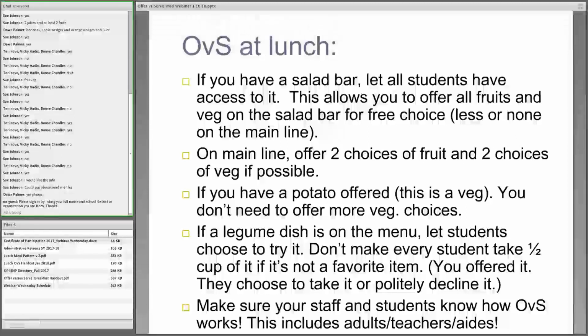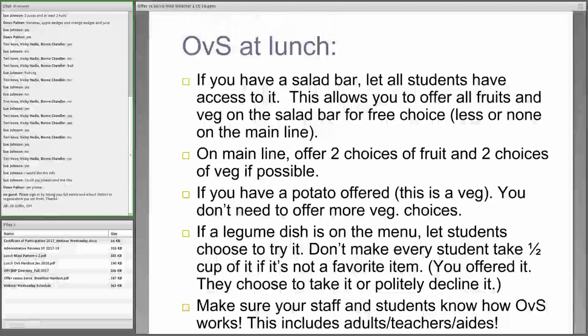And then one thing that I think is really important is make sure that your staff and your students know how offer versus serve works. So this includes directors, it includes your service line staff, but I think it's also important to include adults or teachers or aides that are supervising in the lunchroom, because sometimes they kind of overstep. If they don't know what a student needs on their tray, they might make mealtime not so pleasant. So if you can make sure any adult in your lunchroom knows how offer versus serve works, I think it'll make mealtime more pleasant for everybody.